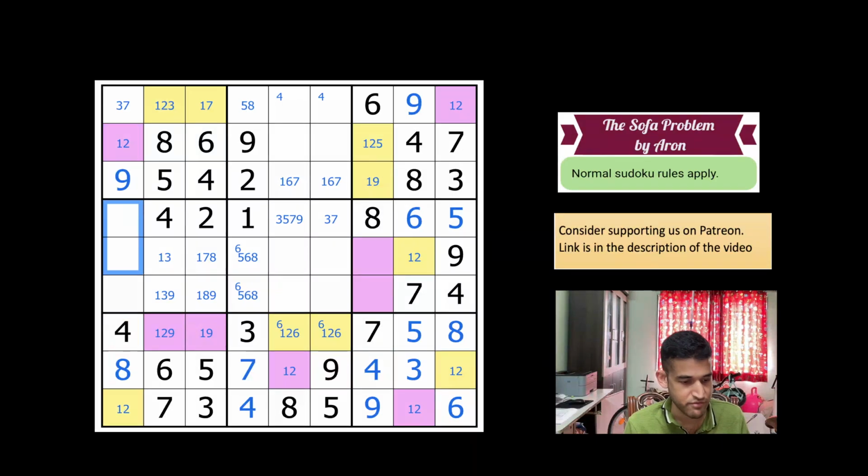So these cells are 3, 5, 6 and 7. 5, 6. So this is not 5, 6. It's not a 7. 3, 7, 3, 7. So this is not 3, 7. And 5 is already here. So that is a 9.